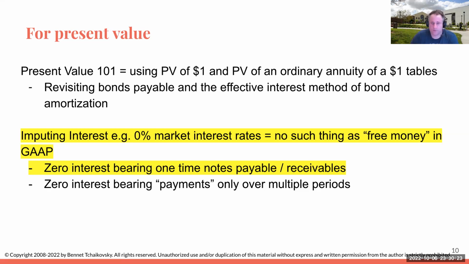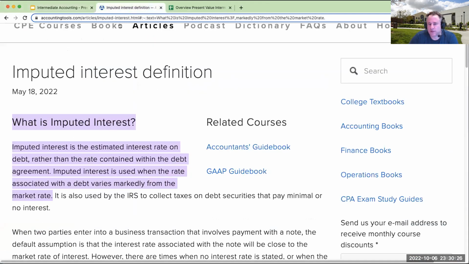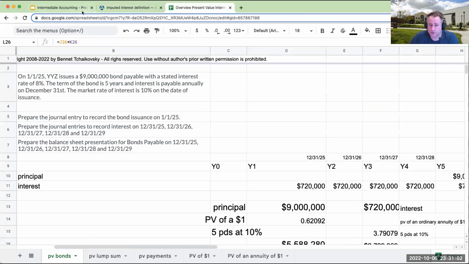But when we see questions where there's a lump sum amount that's going to be paid to us in the future, in accounting, there's no such thing as free money. So we have to impute interest. The way we do that is we take that lump sum and discount it back into today's value. That's the concept of imputed interest. It applies if it's a below-market interest rate, or if it's not the right interest rate.